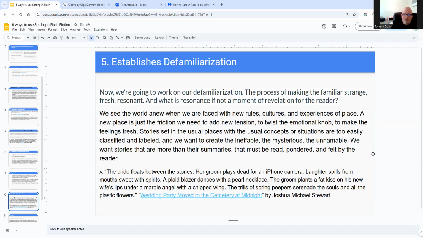We see the world anew when we are faced with new rules, cultures, and experiences of place. A new place is just the friction we need to add new tension, to twist the emotional knob, to make the feelings fresh. Stories set in the usual places with the usual concepts or situations are too easily classified and labeled, and we want to create the ineffable, the mysterious, the unnameable, and we talked earlier about the unsayable. We want stories that are more than their summaries, that must be read, pondered, and felt by the reader.